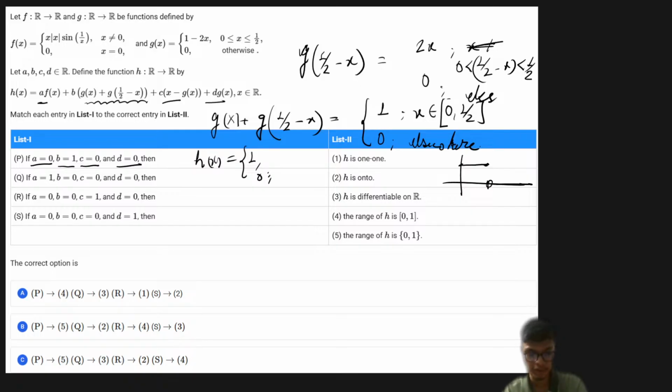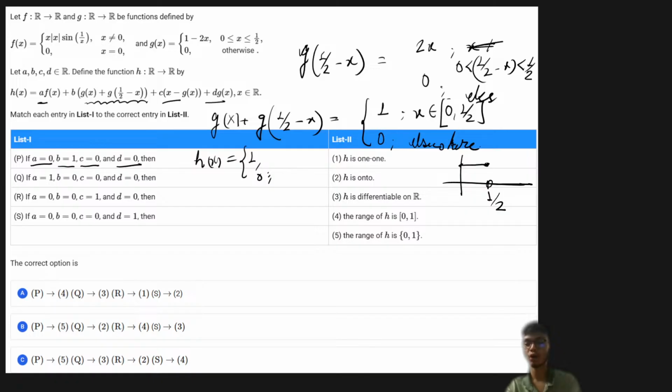So therefore what you can see over here and what you can comment is that this particular function is not continuous at x equal to half, right? There is a jump over here. Now, if you talk about the one-one function, it is not correct because h of x is having zeros for many values of x, right? So it is not a one-one function.